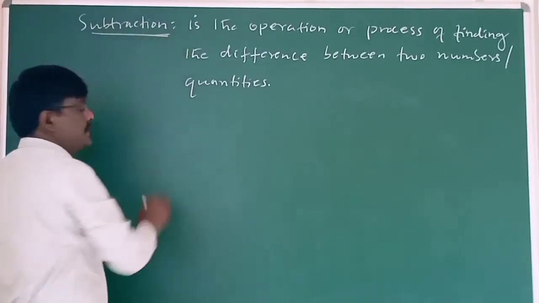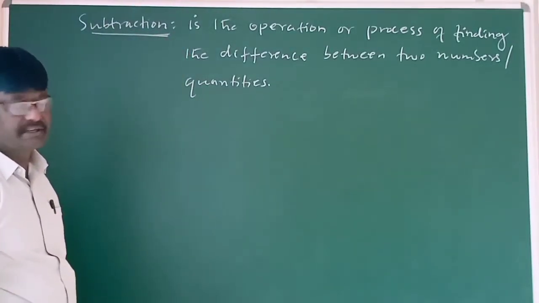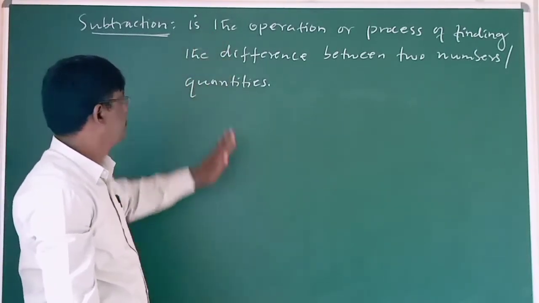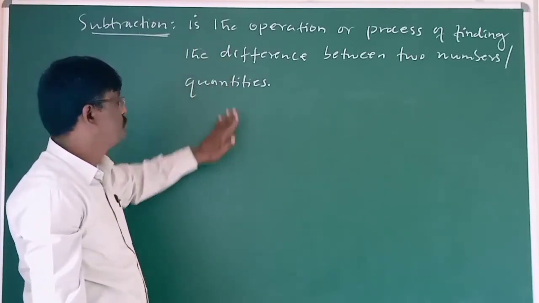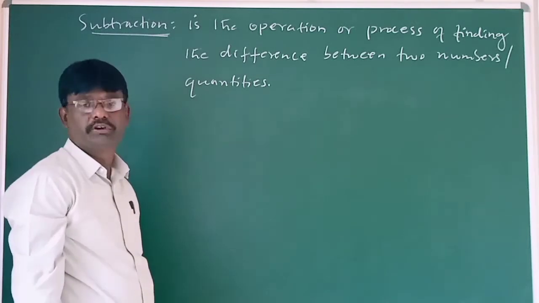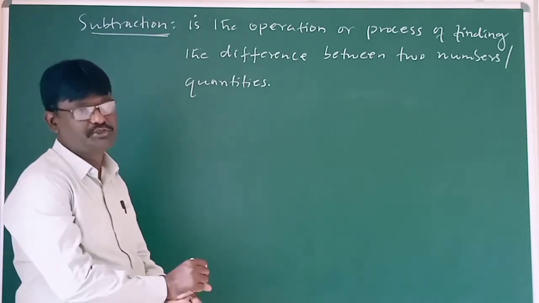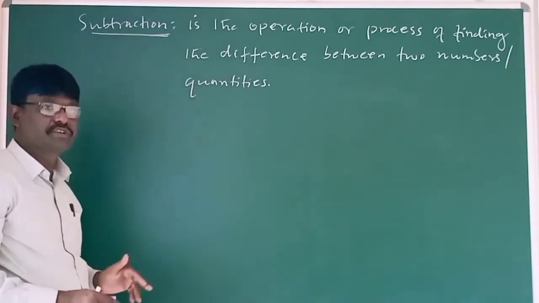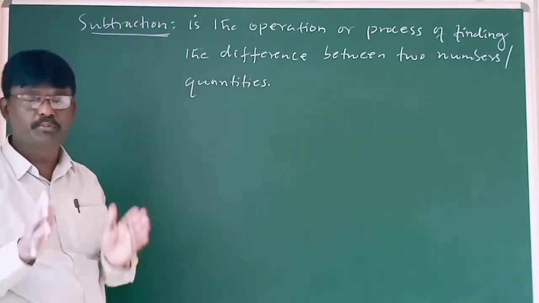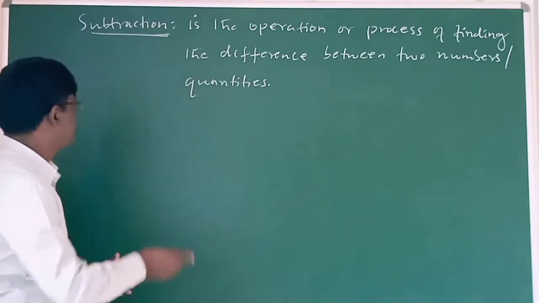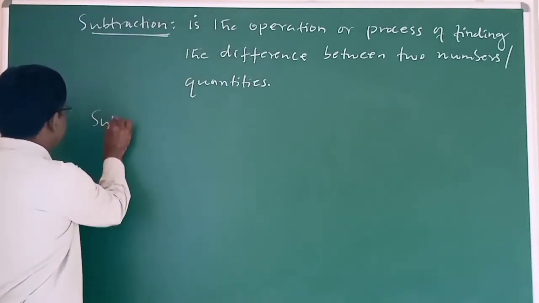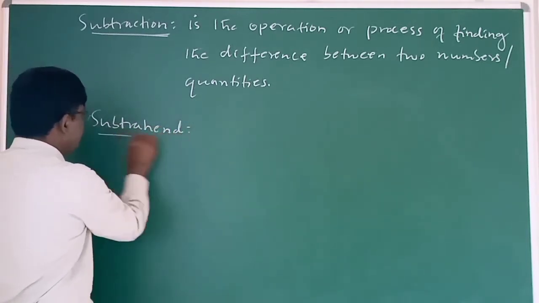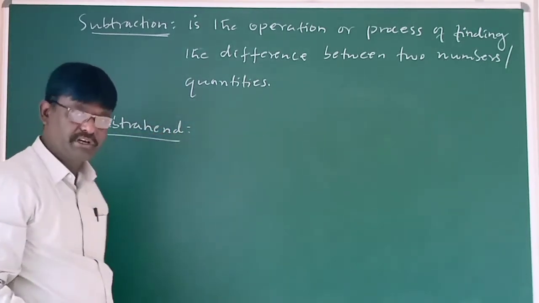Next we shall take the definition of subtraction. Now we shall define what is subtraction. Subtraction is the operation or process of finding the difference between two numbers or any two quantities, even we can say algebraic terms. So related to this subtraction, we must know two more important terms. One is subtrahend. All this is familiar to you. Once we shall just recall, children, that's all.